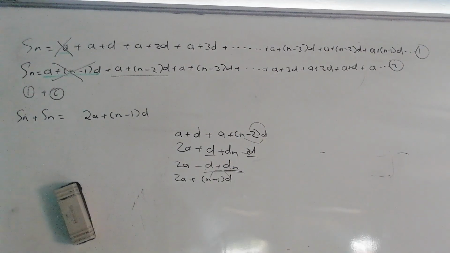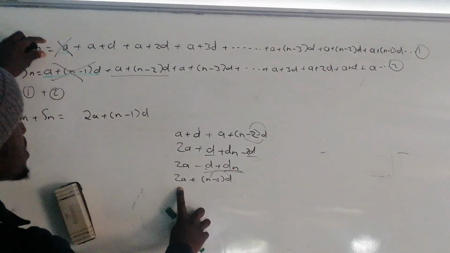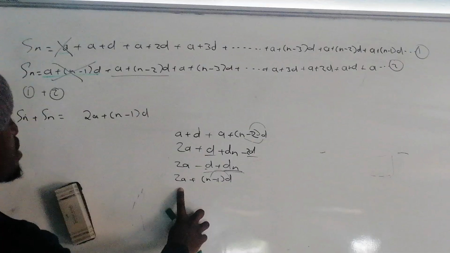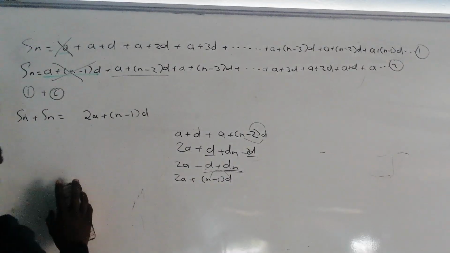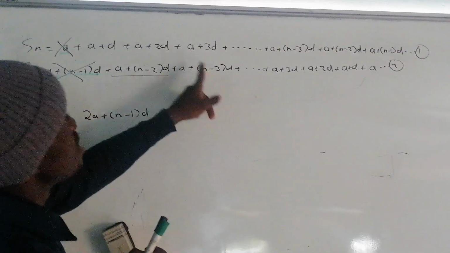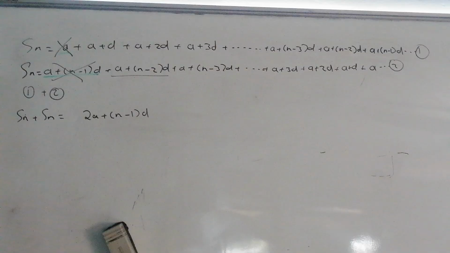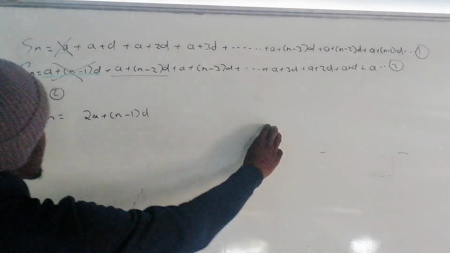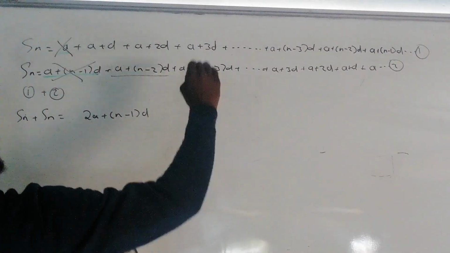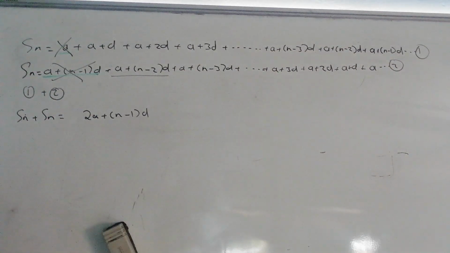And you can see that this is the same answer as what we got when we added the first term and the first term in equation 1 and equation 2. Meaning that as we continue to add this and this, this and this, we're going to get the same answers. So you do not continue writing them, because everything that you add up here and down here is going to give you 2a plus (n minus 1)d. So you leave it like this.